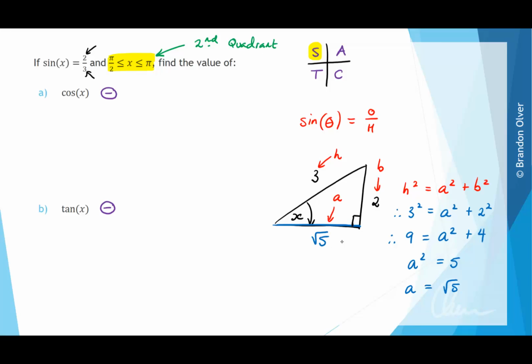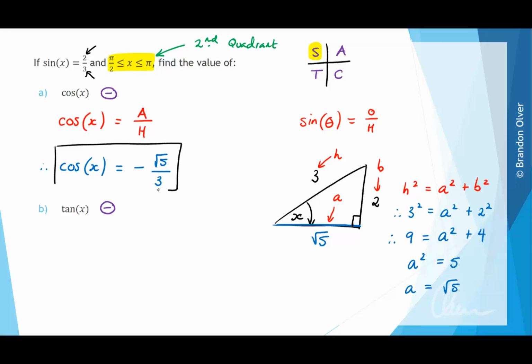So now that we've got the side lengths of this right-angled triangle, we can easily find cosine of x and tangent of x. So the ratio cos of x is equal to the adjacent side length over the hypotenuse. Therefore, cosine of x is equal to, and we need to remember that it's negative, the adjacent value is root 5 over the hypotenuse, which is 3. So that's the cosine of x value.